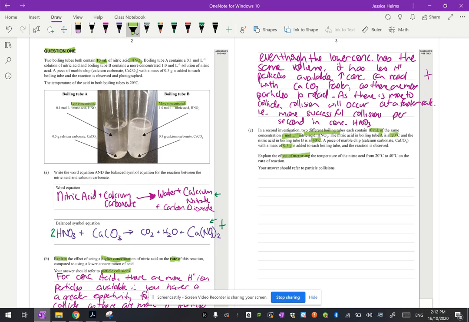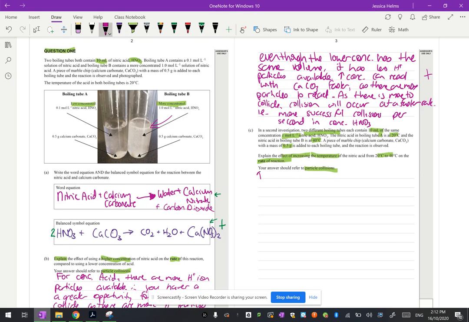Explain the effect of increasing the temperature of the nitric acid from 20 degrees to 40 degrees on the rate of reaction, and you should refer to particle collision. Okay, so for boiling tube A, at 20 degrees, the particles are still going to collide. There's still going to be a reaction. It's going to probably look like this over here. It's going to react, at a rate, but increasing it to 40 degrees, that is going to increase the particle movement. Okay, so let's talk about that first.